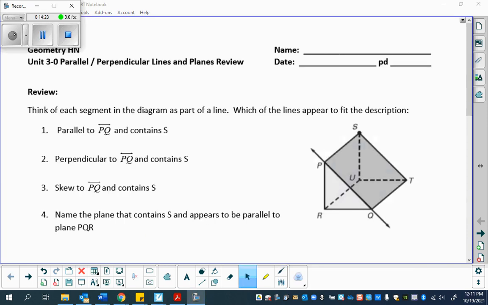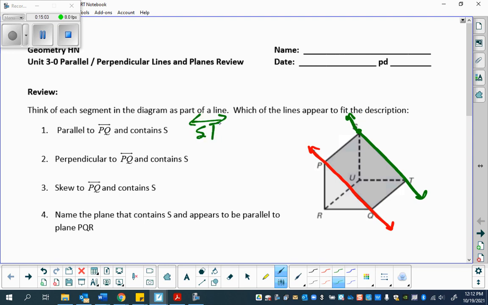So when we're talking about these parallel, perpendicular, and skew lines, we need to revisit. You have highlighters and colored pencils in your baskets, so join me in interacting with this picture in a way that reviews these important terms to you. If I'm looking for a line that's parallel to PQ, here's PQ, and I need it to contain point S, here's point S. That line that's parallel is going to be line ST.